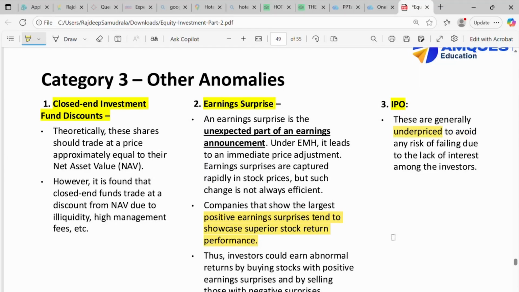IPO is the best example, and you must be seeing it around. Everyone knows that IPO shares are always kept at a lower price because they want the IPO to go through. So you'll see most of the IPOs that are coming out today are listed at a premium and are fully sold out. And after listing, they still continue to rise because the true price is not yet factored in, not yet identified.